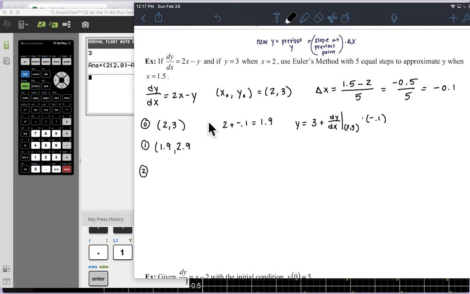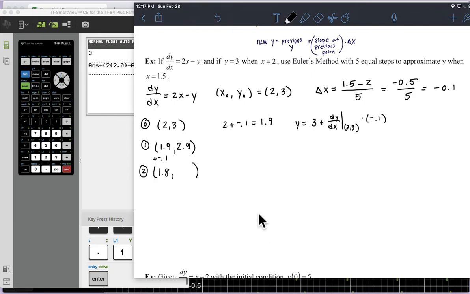Okay, so now I'm going to add my delta x again. So my next point is going to be 1.8, comma, now I want to figure out that new y coordinate. So now I'm using my 1.9 and my 2.9 as my previous y coordinate. And if you want to write it out longhand, you absolutely can.